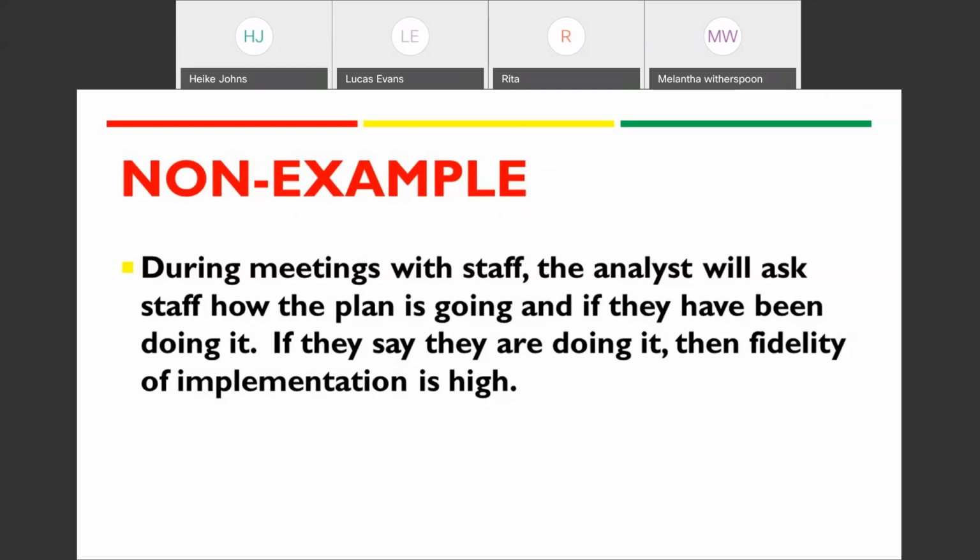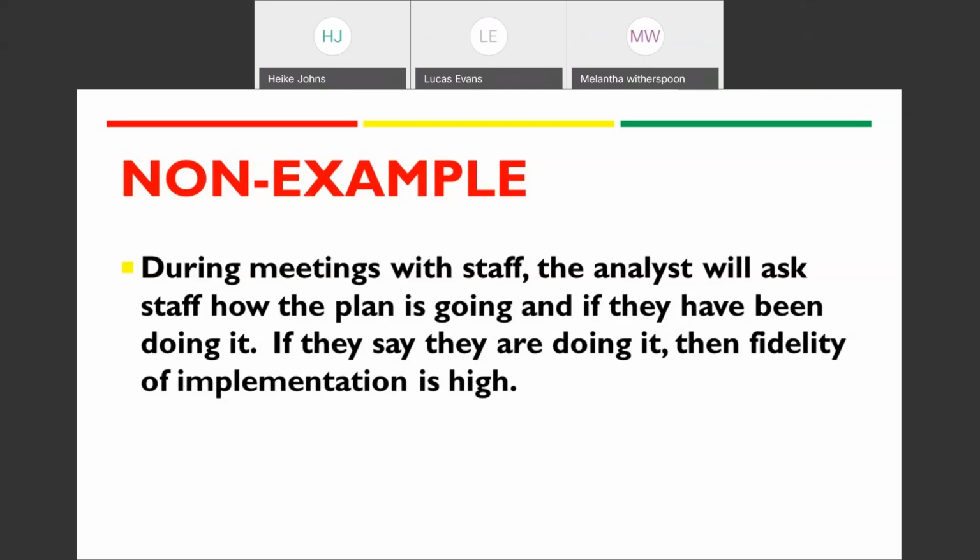So we have no performance feedback. This is just an after the fact check-in. This wouldn't be sufficient to know without reasonable doubt that the plan's being implemented as intended, or that staff even could implement if they were so inclined to. So this would be a non-example. And let's transition to a challenge question.